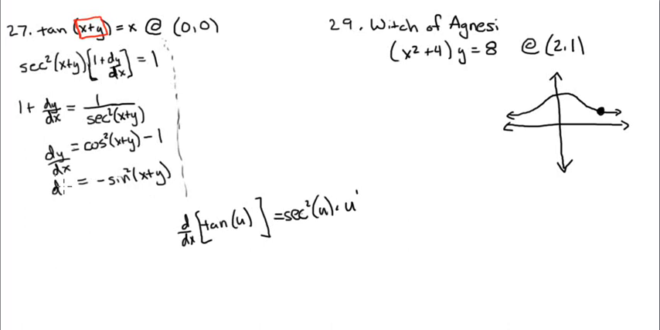This is what dy over dx is equal to in general, for any value of x plus y. For the specific values of 0 and 0 for x and y, dy over dx will be equal to negative sine squared of 0 plus 0, which is just negative sine squared of 0, which is just 0. And that should be the answer to number 27.